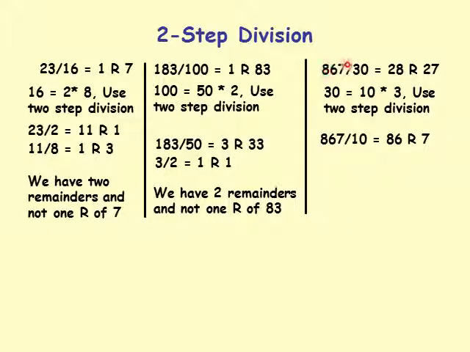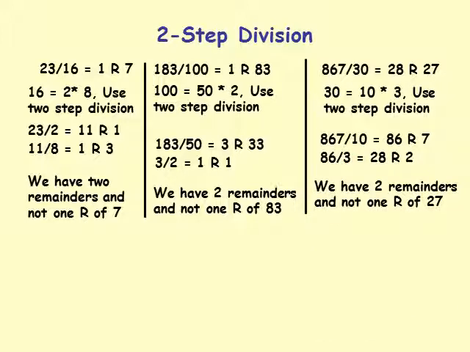When I divide 867 by 10, I got 86 remainder 7. Now I'm going to further divide 86, the quotient here, and I would leave the remainder alone, by the second division, 3. Let's divide that. Dividing 86 by 3, I got 28 remainder 2. Let's continue. We have two remainders, 7 from the first division and 2 from the second division, and we were looking for one remainder of 27.